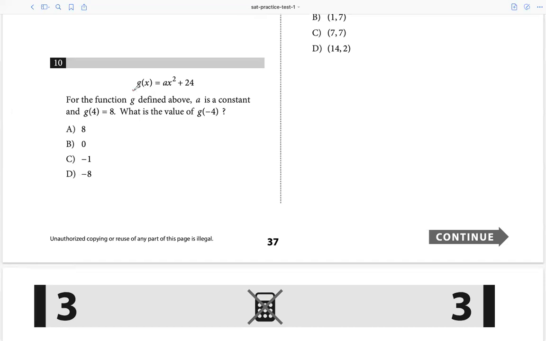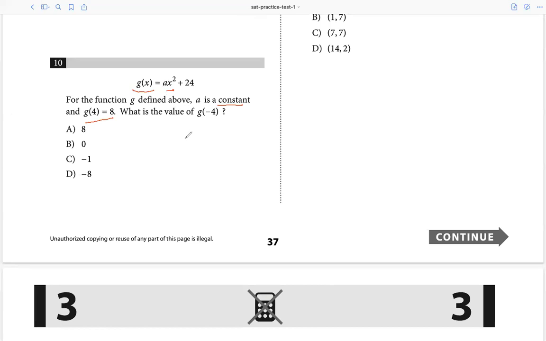Given this function g of x, x is the variable. If you remember, this is a quadratic equation. And it says a is some constant. Constant means some number. And g of 4 equals 8. What is the value of g of negative 4?